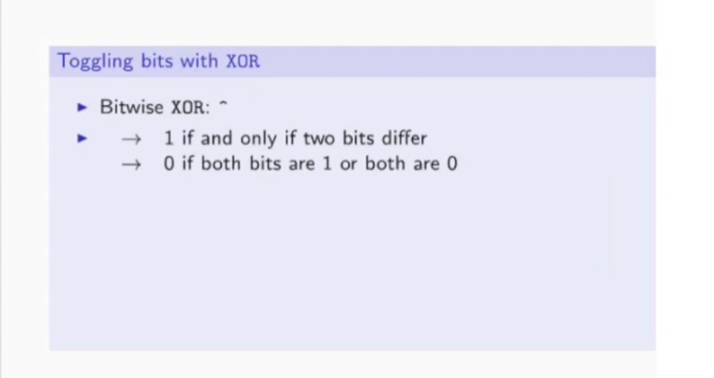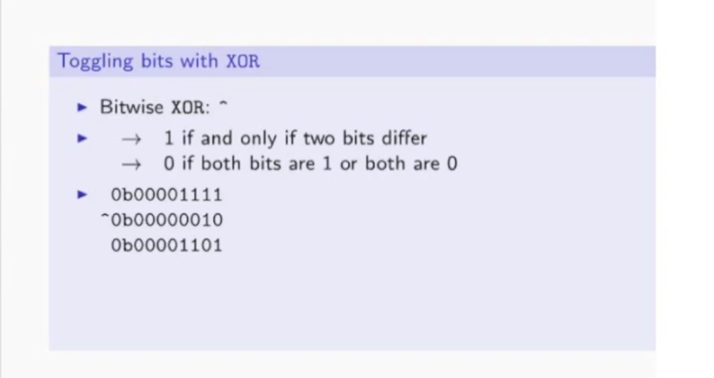If either of them match, if both are 1 or both are 0, the result is 0. And so this means you could take something like this. Say I have the 4 bottom LEDs lit, right? That's 0, 0, 0, 0, 1, 1, 1, 1.